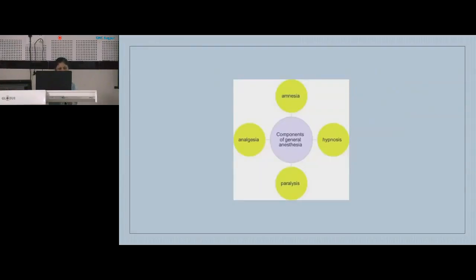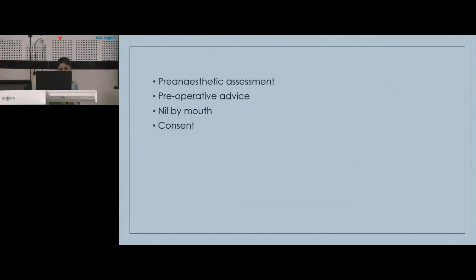The components of GA are amnesia, analgesia, hypnosis, with or without muscle relaxation. So before giving GA, we should do a detailed pre-anesthetic assessment and preoperative advice should be given. Like if the patient is on any kind of medication, then which drug should be continued and which drug should be discontinued should be told prior to the day of surgery.